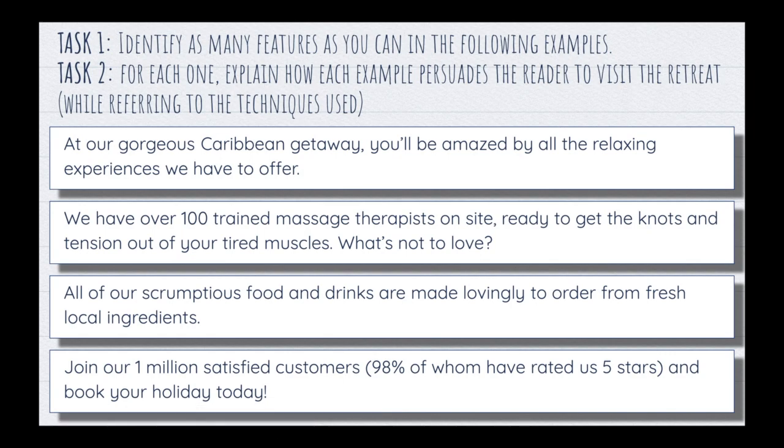Okay, so now it's your turn to put what you've learned into practice. So you're going to do two different tasks on these examples here. What I've done is I've taken four samples of text from the same advertisement, and you are going to pick them apart one by one and examine what the persuasive features are that have been used there, and also what the effects are that are created by them. So let's read them through together just to get started.